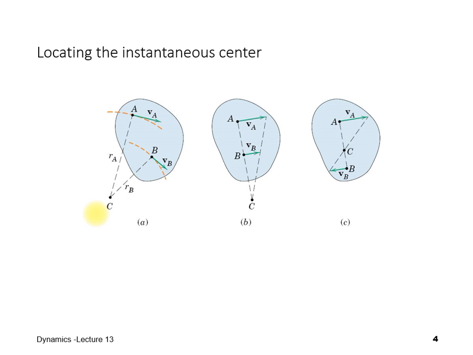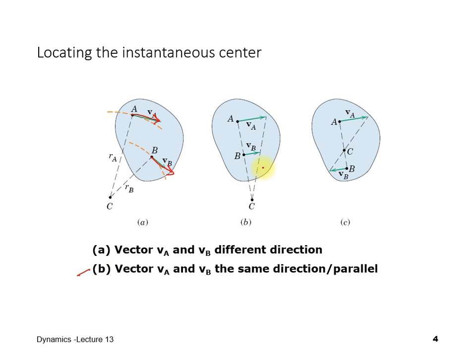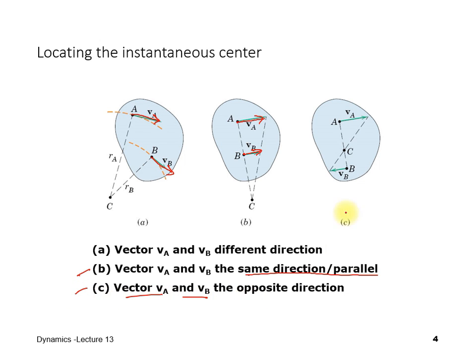So how to locate the instantaneous center of zero velocity? There are three cases over here. In case A, vectors VA and VB are in different directions, whereas for case B over here, VA and VB are in the same direction. Meanwhile, for case C over here, VA and VB are in the opposite direction.